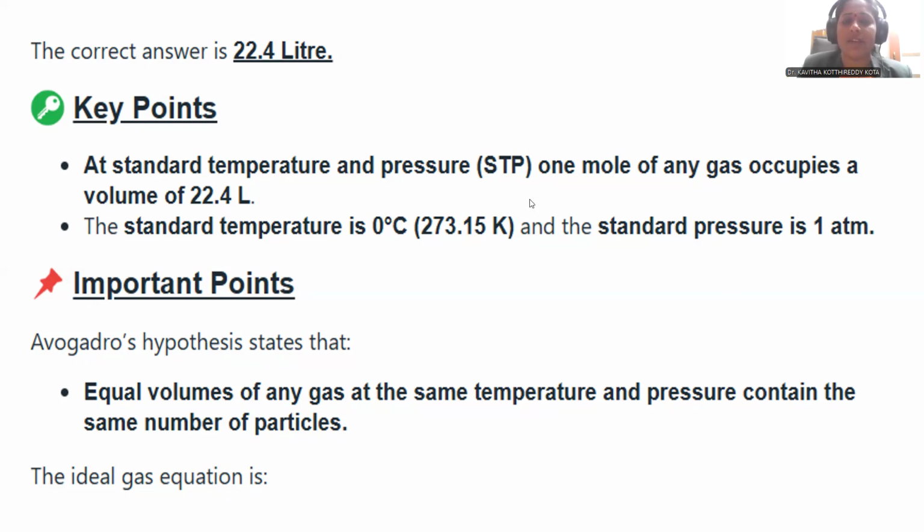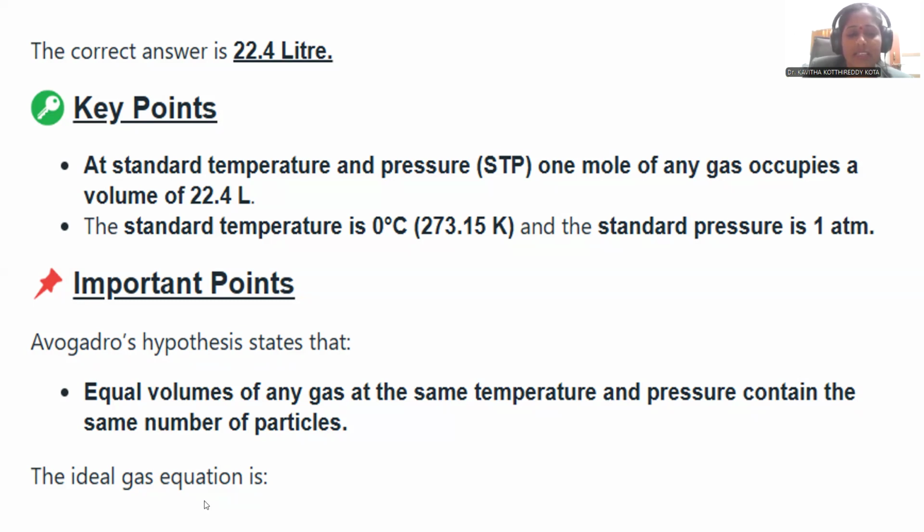So this is the fundamental thing we need to understand. The Avogadro hypothesis, the concept discussed here, was formulated by the scientist called Avogadro. Hence, this is called Avogadro law. Equal volumes of any gases at the same temperature and pressure contain the same number of particles, right? So this is the Avogadro hypothesis.